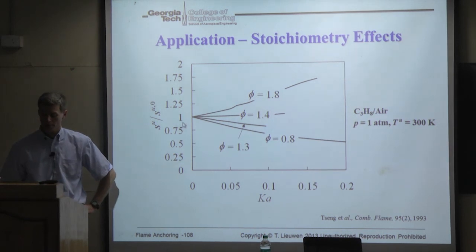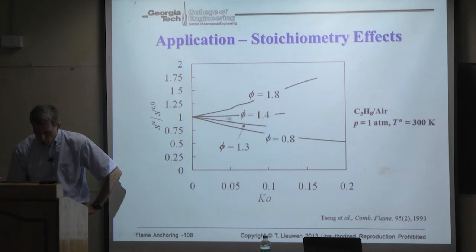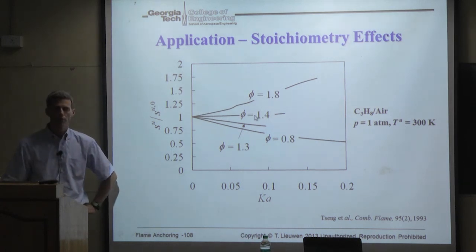these rich propane flames like positive stretch, right? That when it's rich, as you increase the stretch rate, the burning speed goes up. The lean flames don't like stretch. The burning rate goes down, and you can see that the neutral value is somewhere around phi of 1.4.